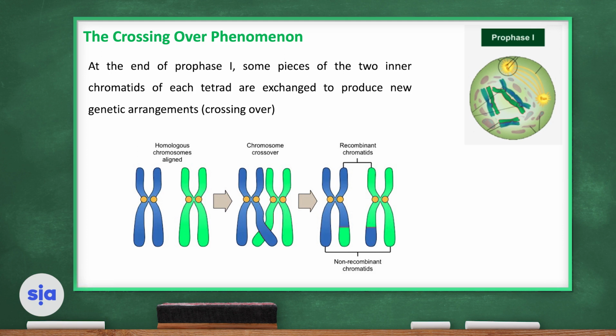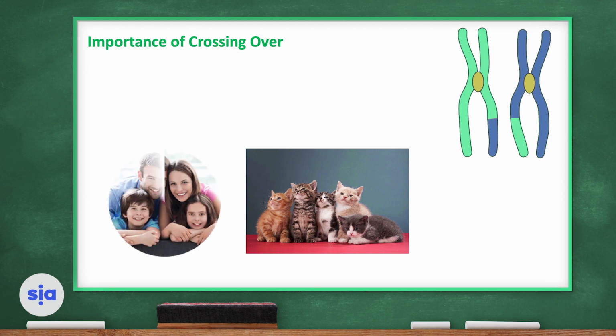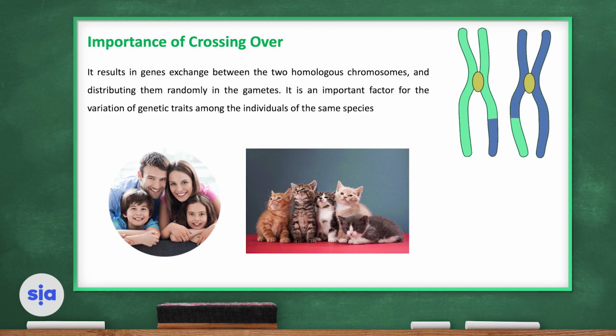And that's why you are not identical and similar to your sibling, to your sister or your brother, because of this crossing over phenomenon. That's the importance of crossing over. It results in gene exchange between the chromosomes. So, it's an important factor or an important cause for the variation of genetic traits among the individuals of the same species.